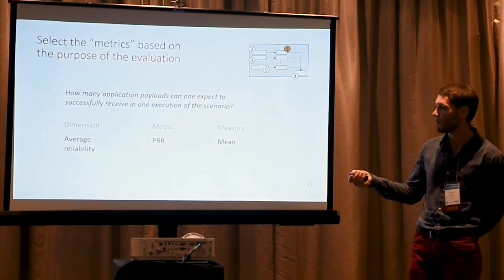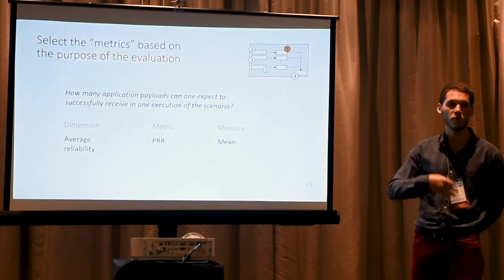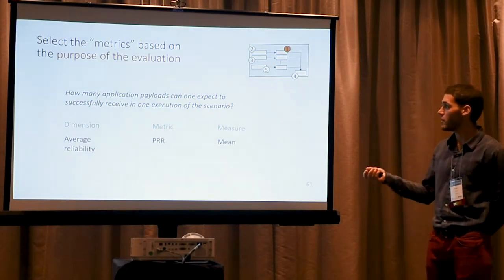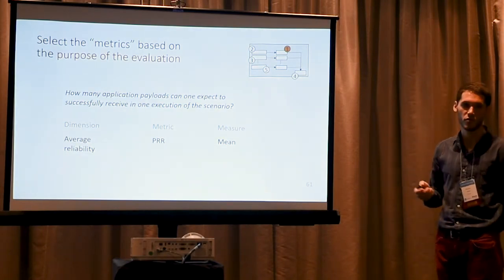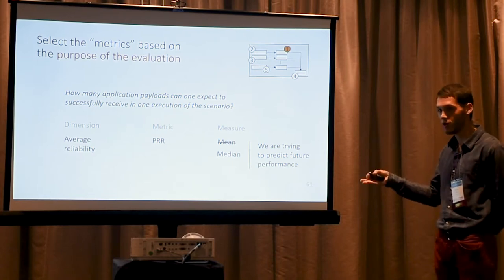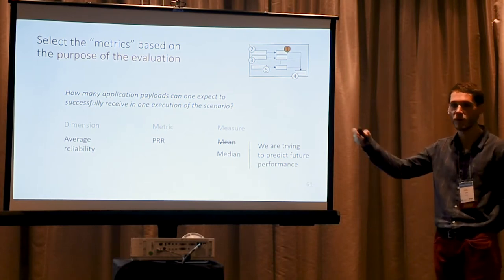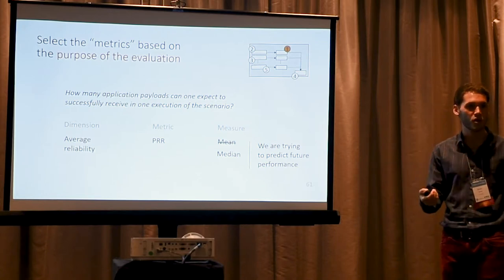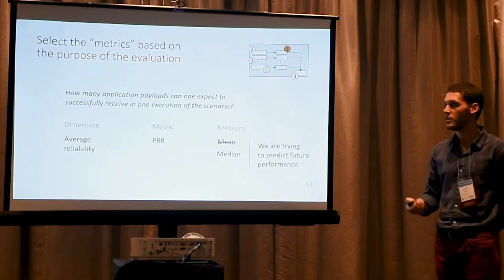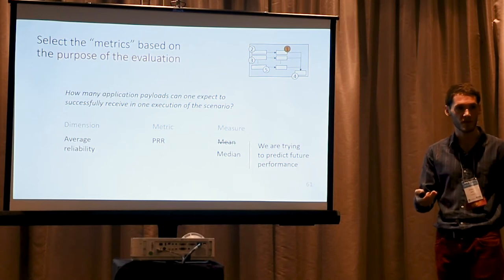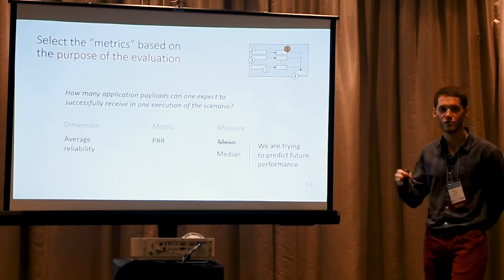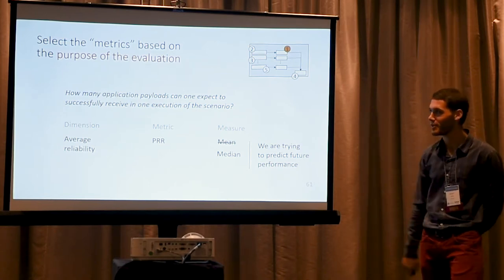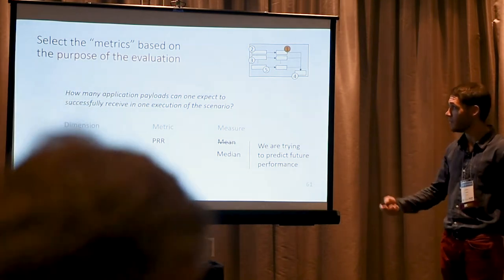Now, this raises the average reliability, which I can investigate with the packet reception rate, and I could compute the mean because it relates to the average. Wrong. You don't compute the mean. Why? It's the argument of the first part. We're trying to make predictions here. So in order to make predictions, the mean will not help us. So better use something like the median instead. Just a reminder to see if you still remember the first part. Okay, so we use the median. Fair enough.